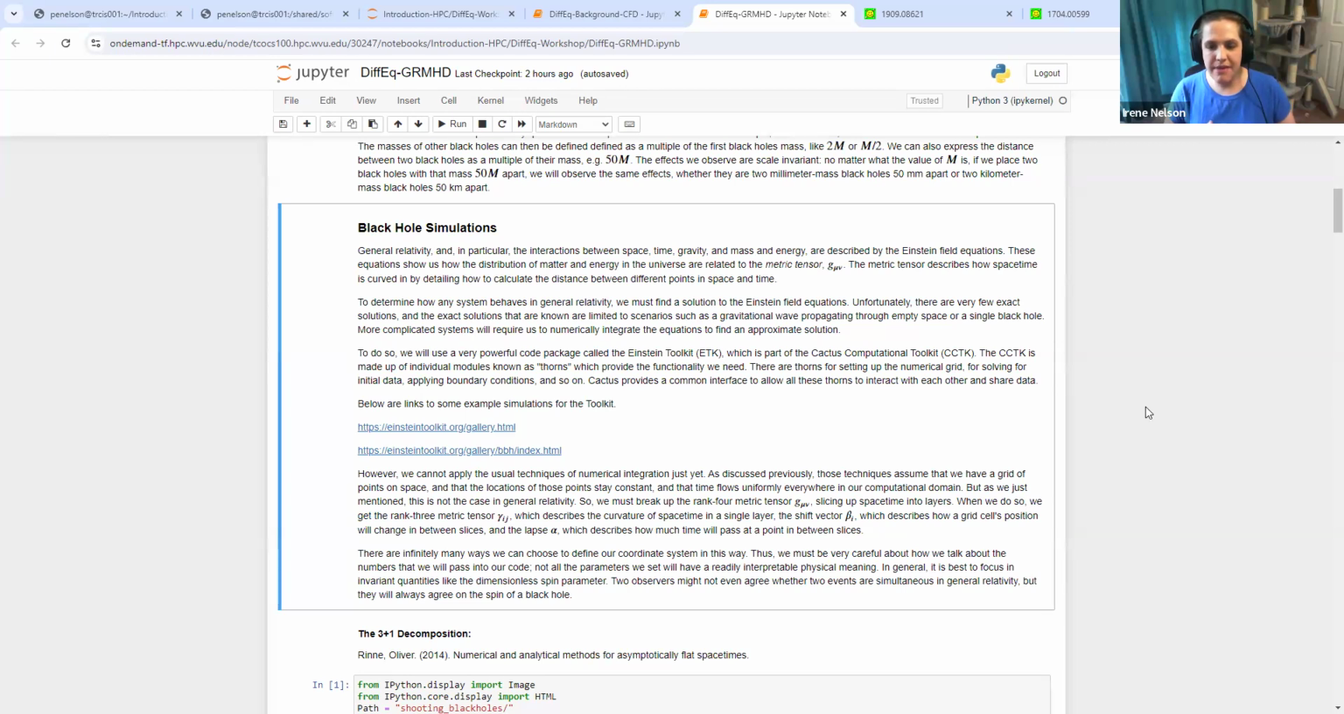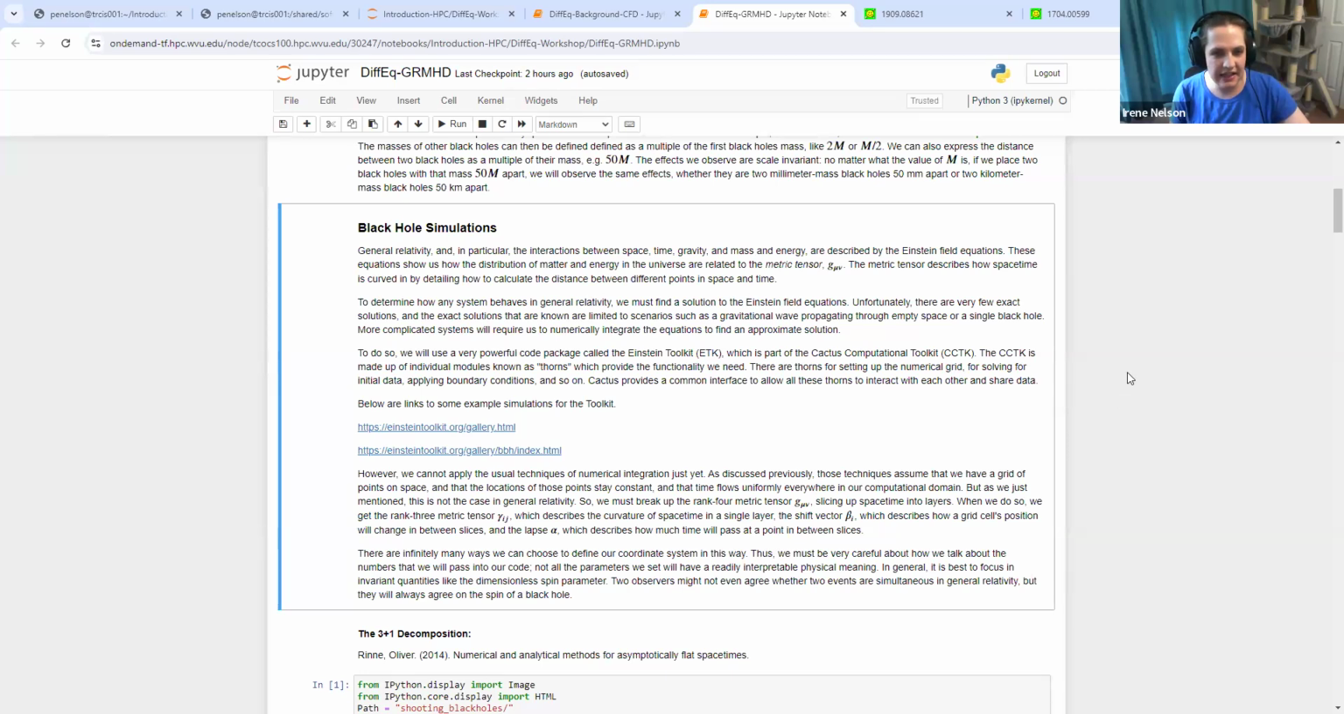Right, we're trying to numerically integrate these differential equations. And as I mentioned, there's very few exact solutions to these, and those are limited to things like a gravitational wave propagating through empty space or single black holes. So to do this, we're going to be using a very powerful code package known as the Einstein Toolkit, which is itself a part of the Cactus Computational Toolkit.